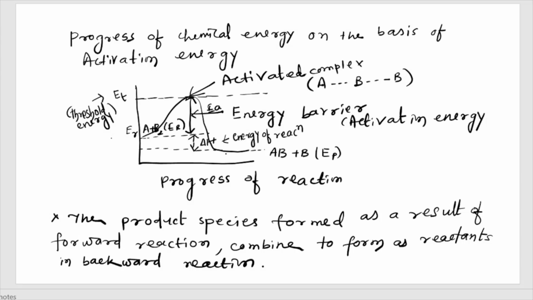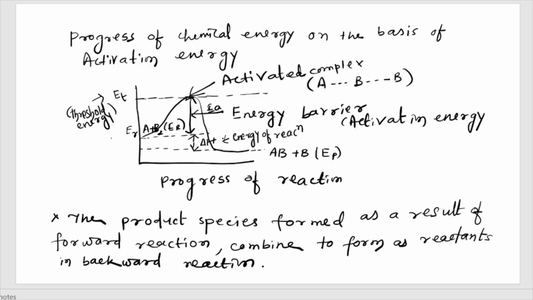You can observe that the backward reaction is more than the forward reaction. So here is the diagram, and here you put a minus, and the value for the backward reaction is more, so delta H is a small value. Now this is not specifically exothermic or endothermic, this is just the given value. When you express an exothermic reaction, delta H is negative. The product species formed as a result of the forward reaction combine to form reactants in the backward reaction.